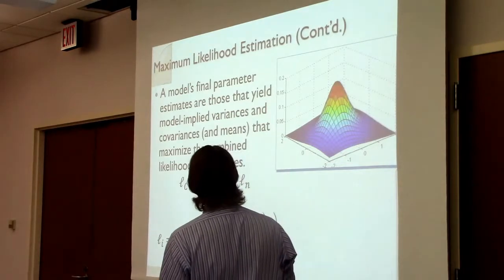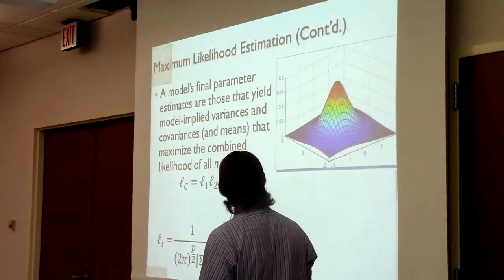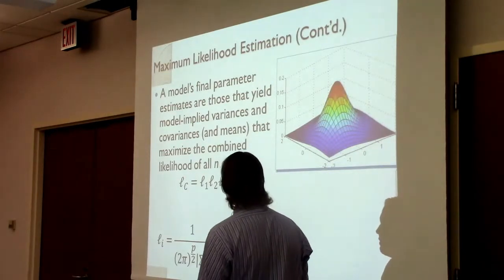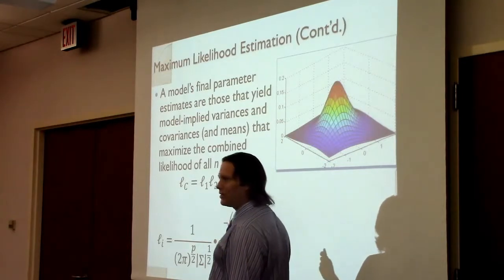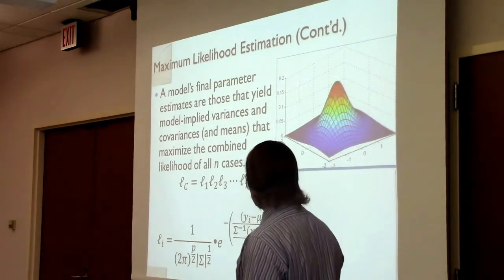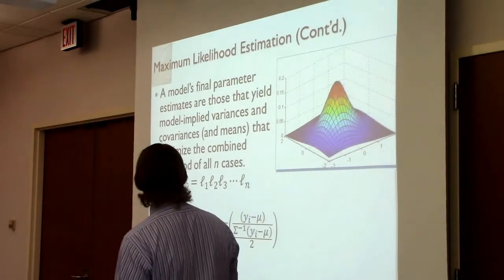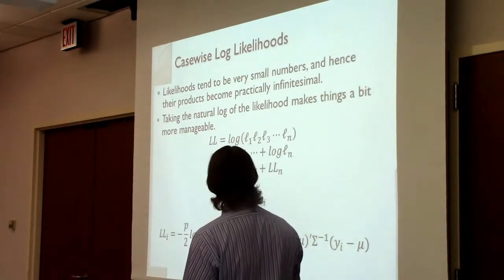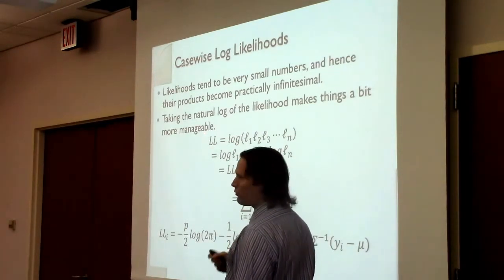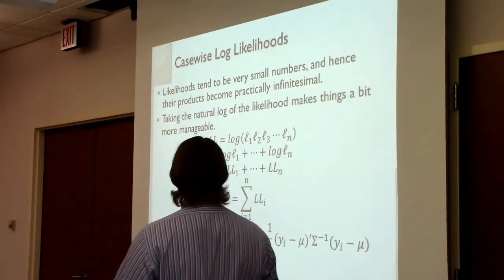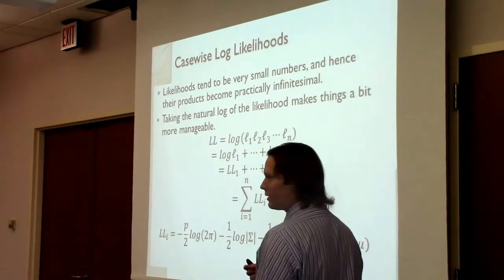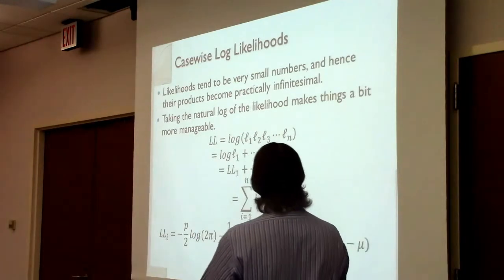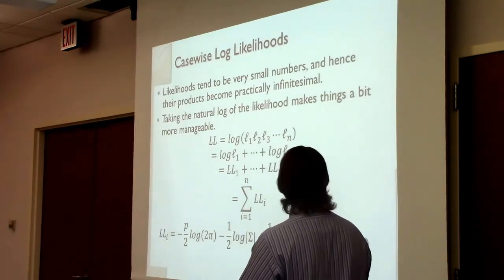So then the model's final parameters are those that yield the model implied variances and covariances, and means in some cases, that maximize the combined likelihood. In other words, if you take every person's data and give them a likelihood score based on where they fit in this function, you take the product of it and you get the combined likelihood. From that combined likelihood, we take the log, and we get something we refer to as LL, or the log likelihood. The reason is that these numbers are very, very small, like 5 or 6 zeros before you even get to a number. So the log of those, I don't want to say it linearizes it, but it does make things manageable.